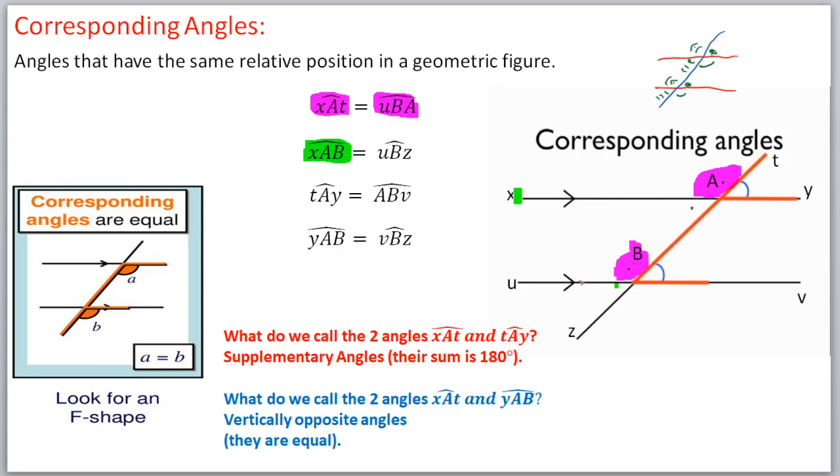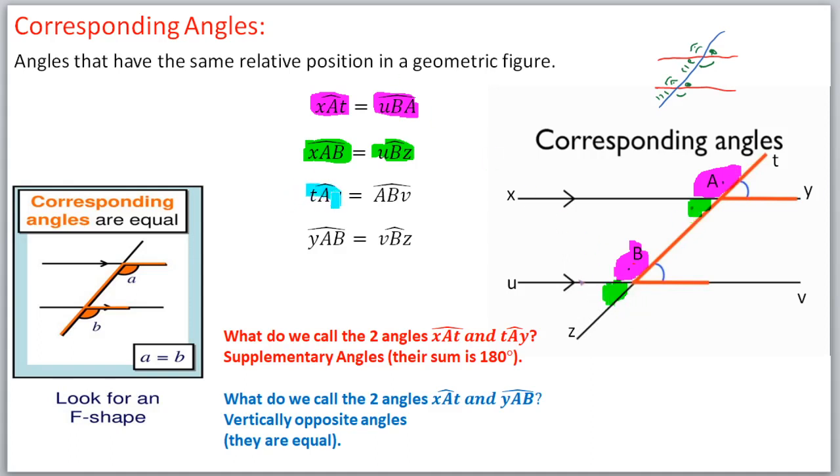XAB. I went from X to A, then to B. What is the corner of this angle? It's here. So this angle is equal to which angle? UBA, UBZ. So that one is down here. Okay, so the green one is equal to the green one here.